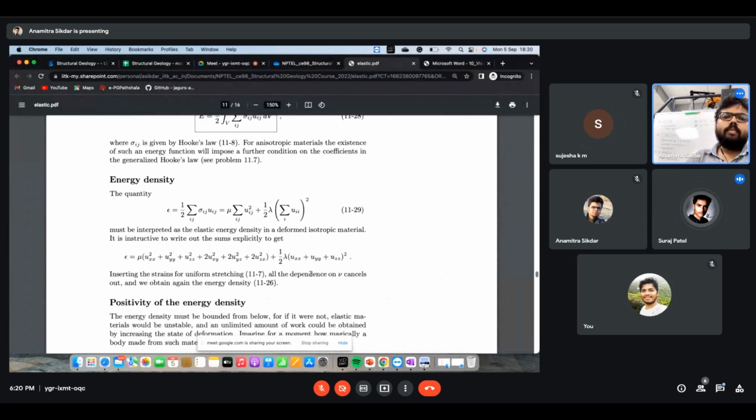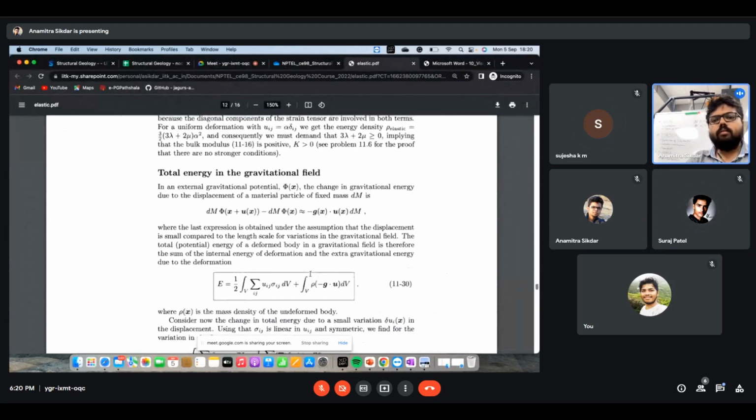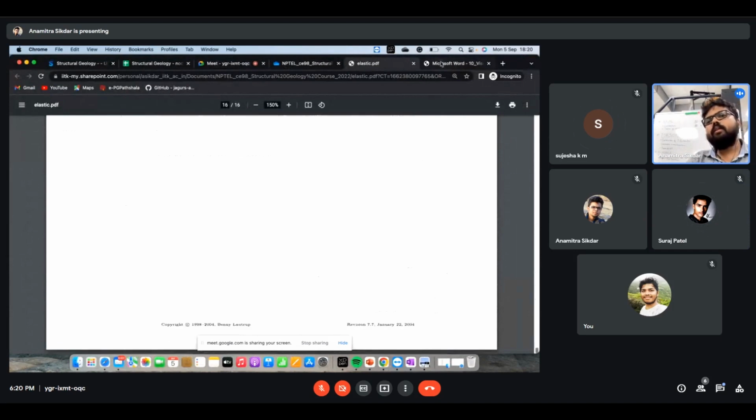But that is there. So if you want, you can go through this, or maybe there are other materials also available online, so you can go through all these materials.